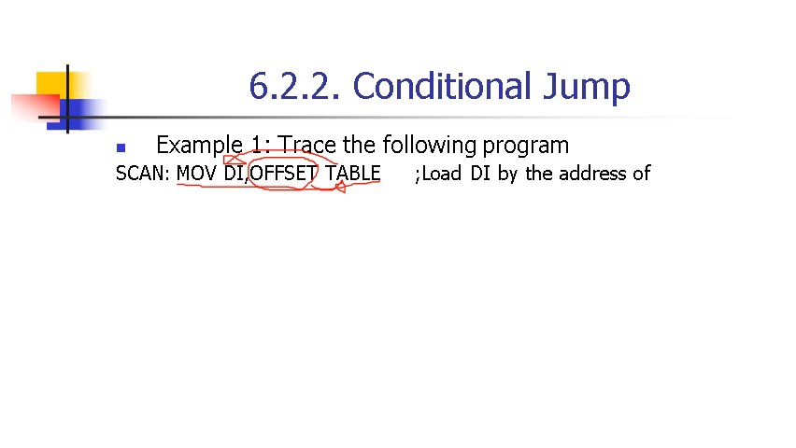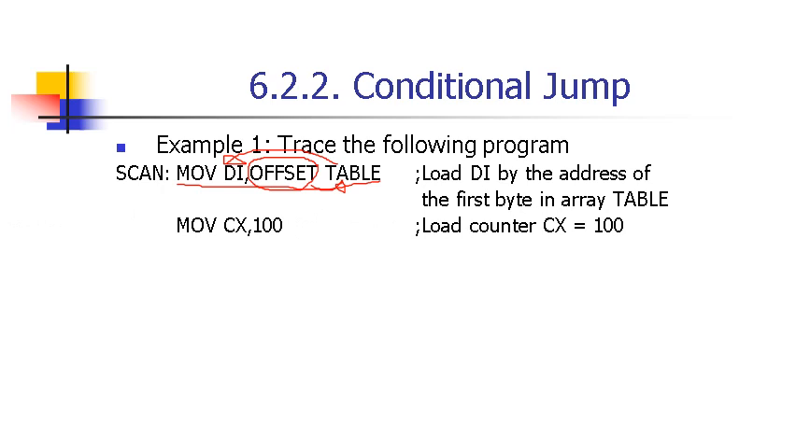How many elements does this array contain? We don't know yet. We'll see when we scan or trace the rest of the program. But at least now we know that this instruction makes DI point to the first entry of an array named table. Well, we're placing 100 in CX. It seems that we're going to do something 100 times because CX is our counter now. All right, good.